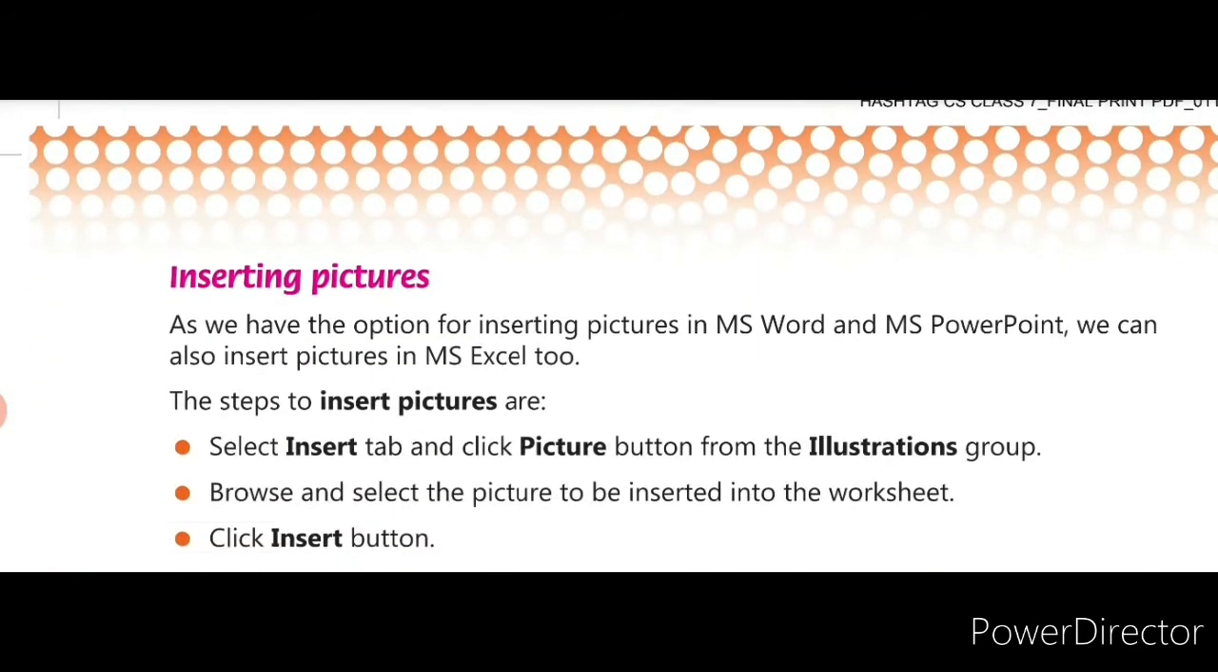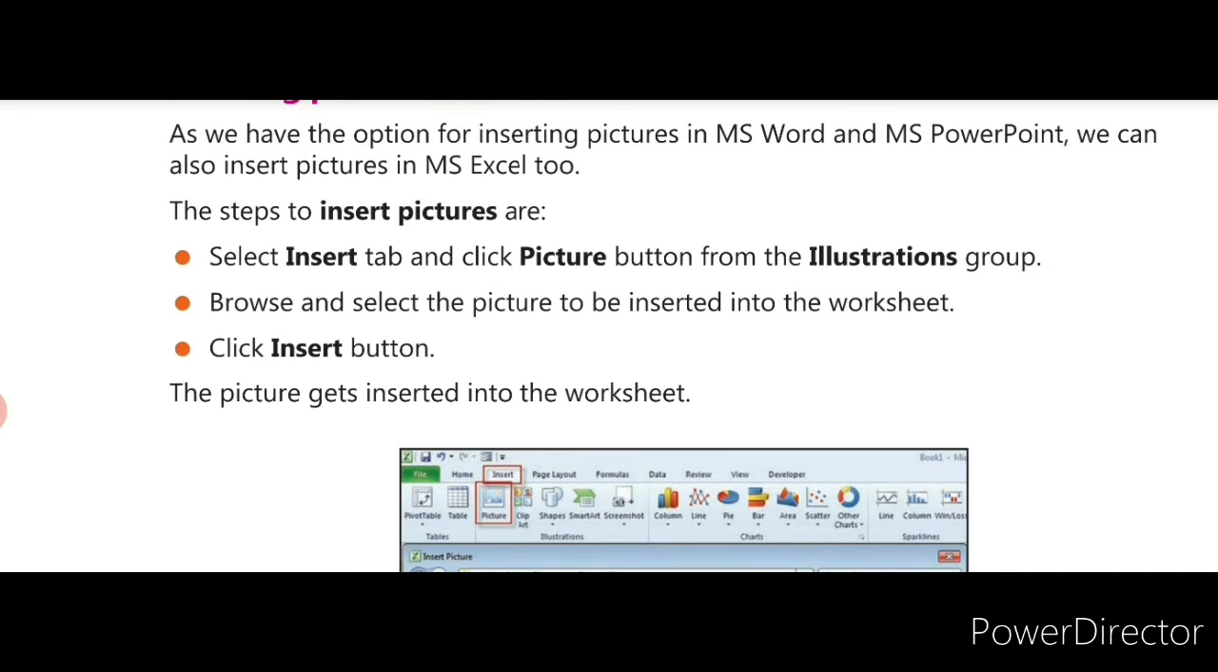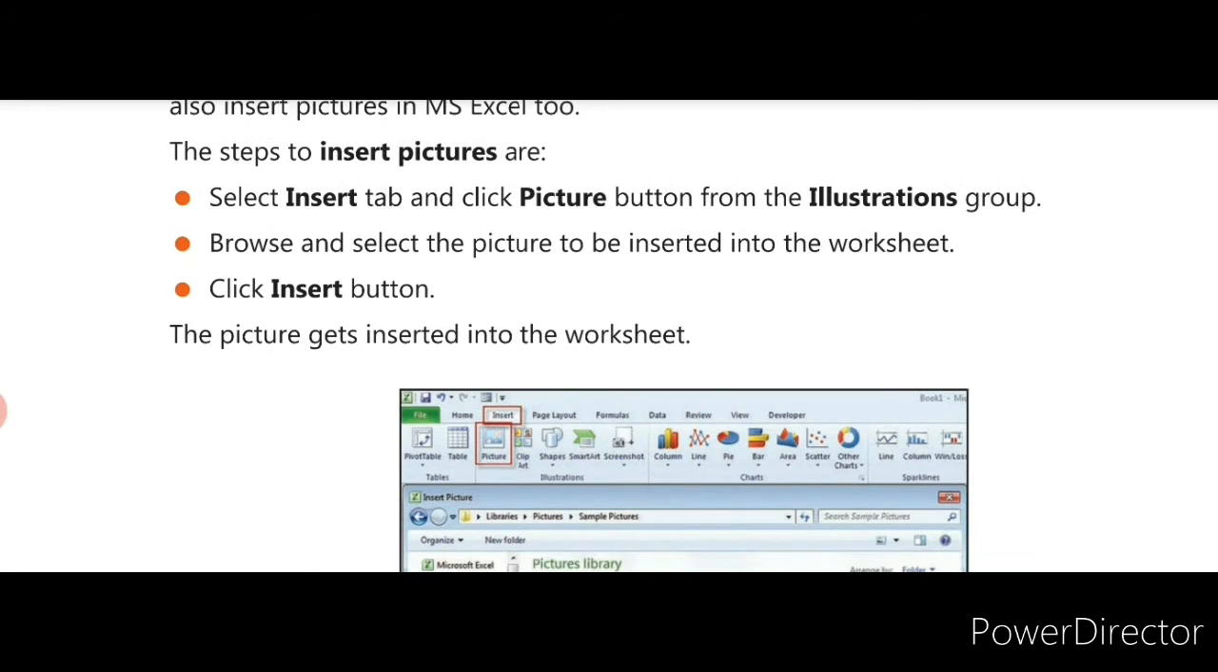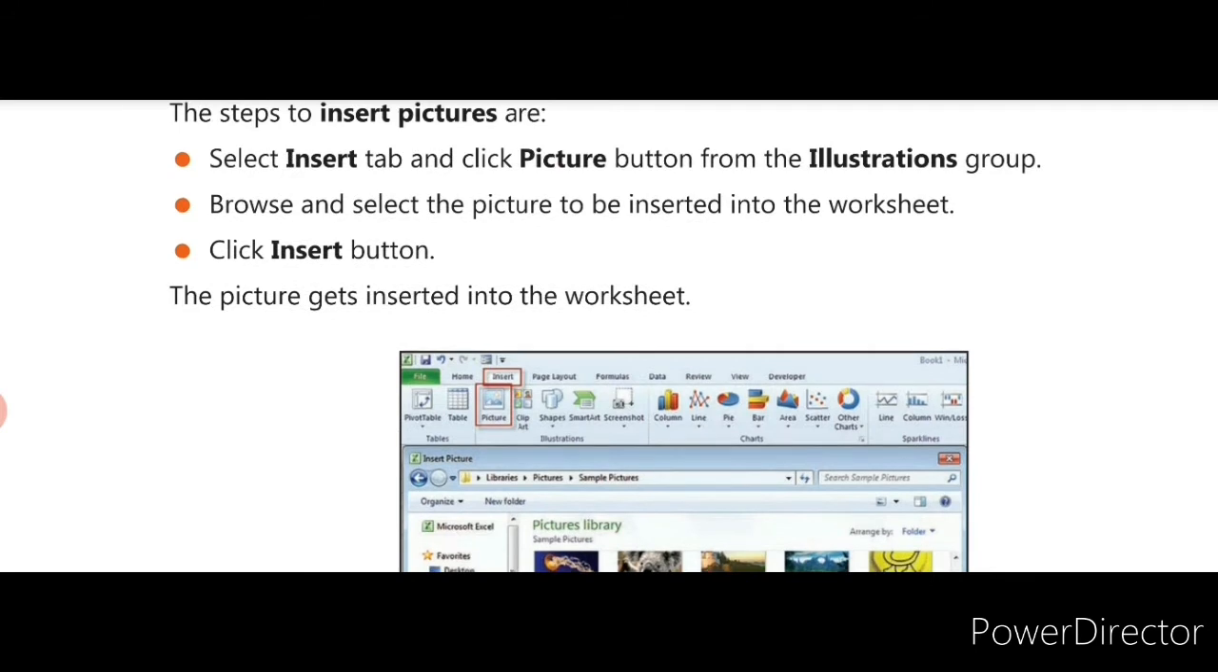Next we are going to see how to insert pictures. You might have known how to insert pictures in MS Word and MS PowerPoint, isn't it? So likewise, we can also insert pictures in Excel. These are the steps to be followed. Select Insert tab and click Picture button from the illustration group. Browse and select the picture to be inserted into the worksheet. Click Insert button. The picture gets inserted into the worksheet.